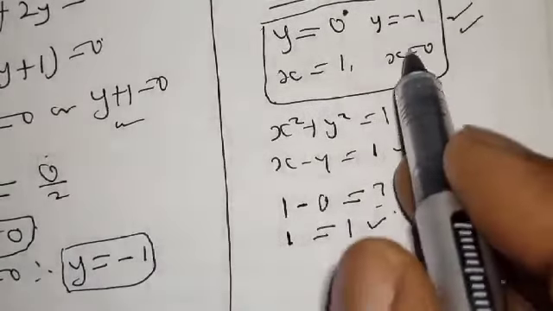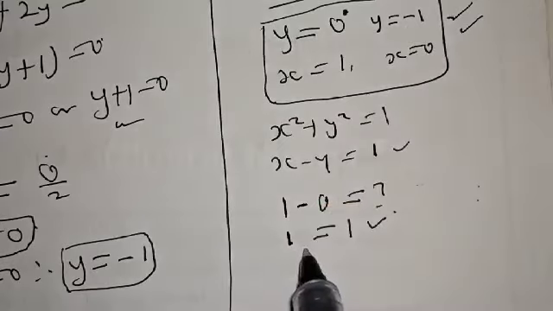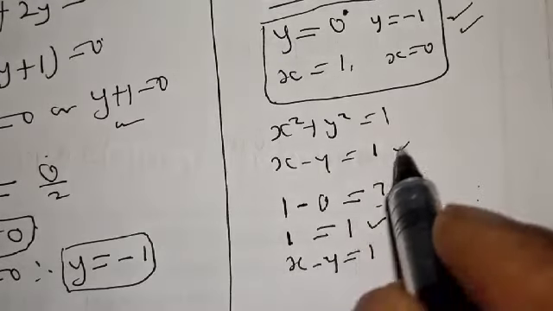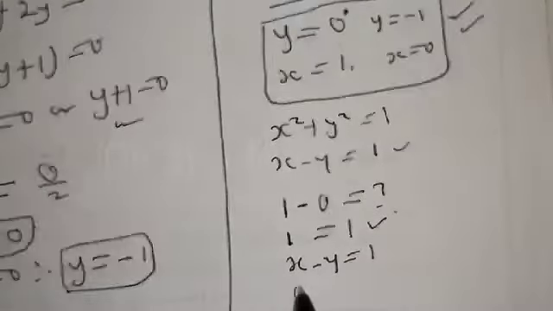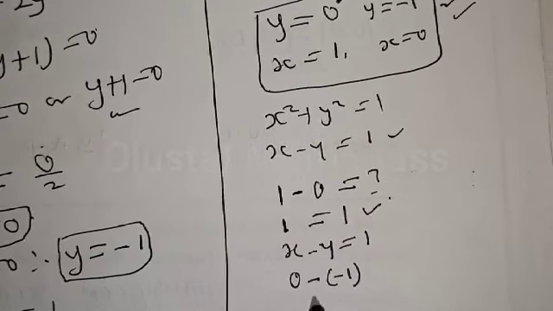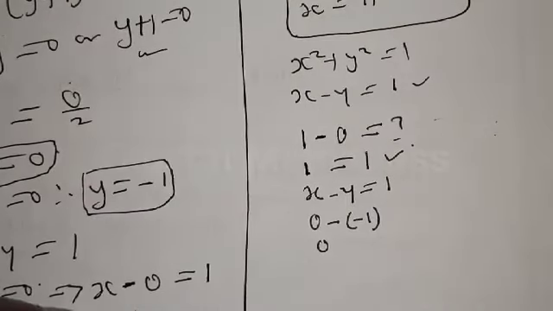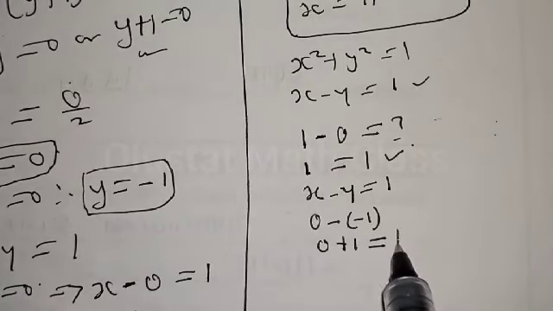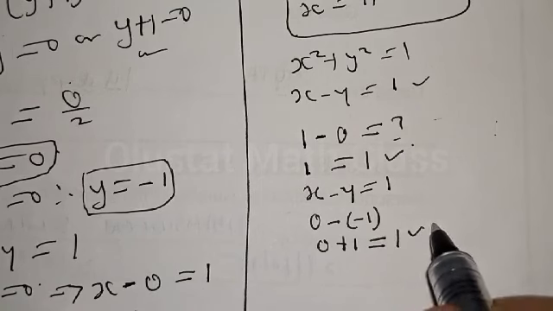Then let's see when y is equal to minus 1. X minus y is equal to 1. Then we have x is equal to 0, y is equal to minus 1. We have minus into minus 1. Then we have 0 plus 1 is equal to 1. You can see that it satisfies the given equation.